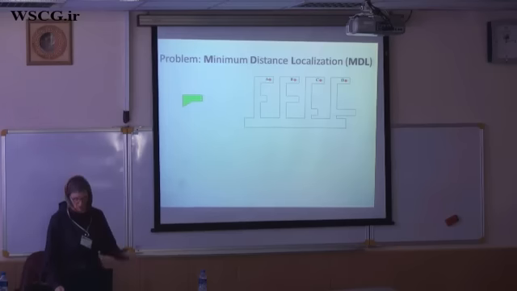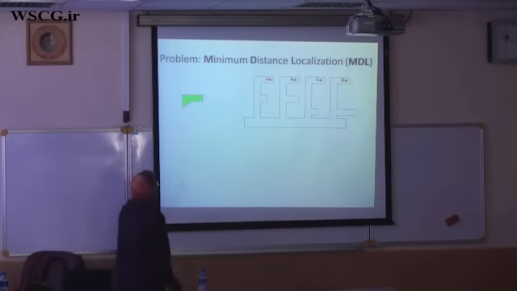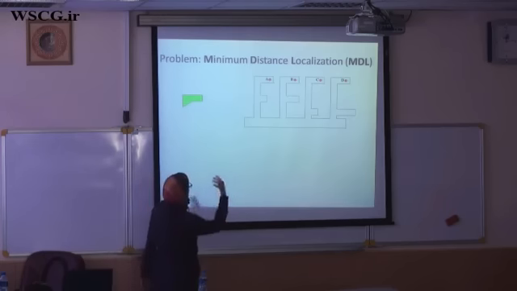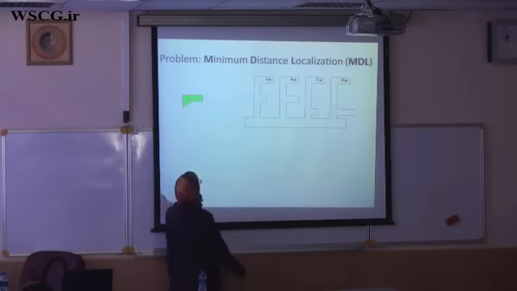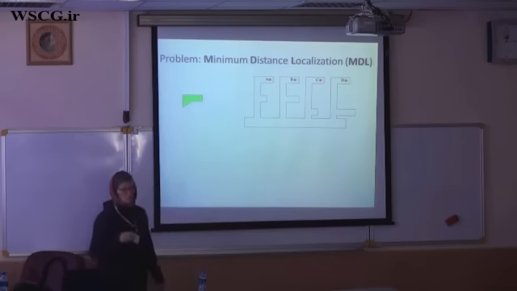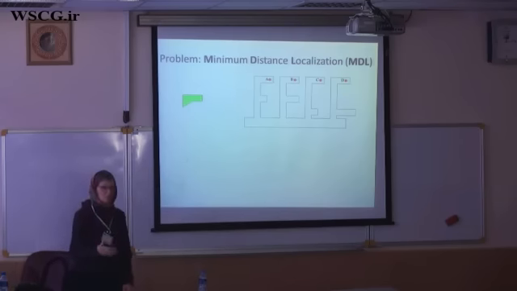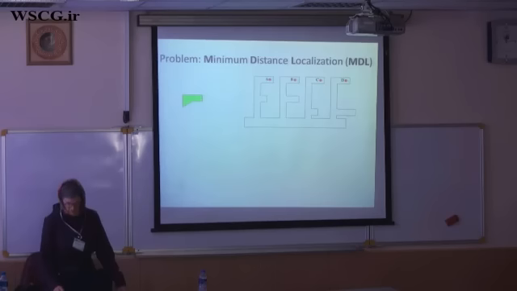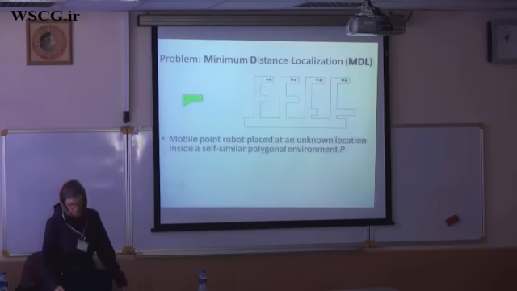So the problem that we're going to look at is called the minimum distance localization problem. So this robot wants to figure out which of the initial hypotheses is the correct one, and it wants to do the minimum traveling around in order to answer that question. So we want something efficient. We don't want it to be making a long tour to determine the answer to where it is unnecessarily.